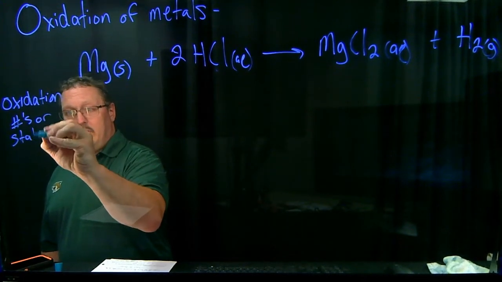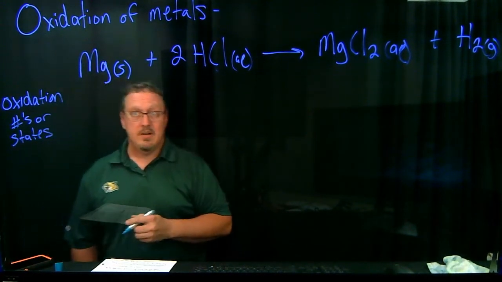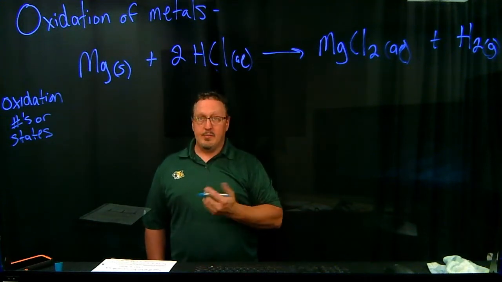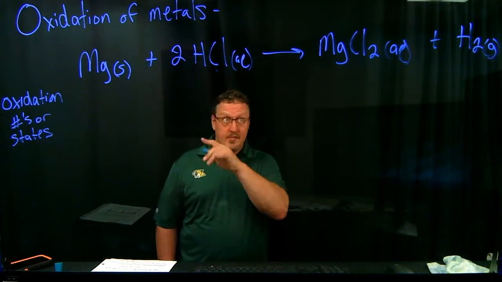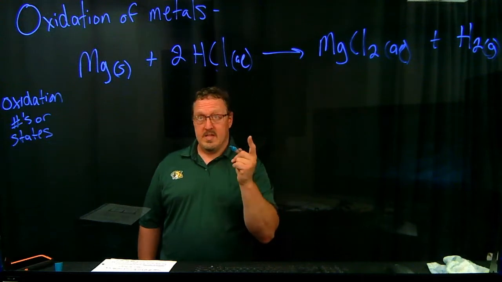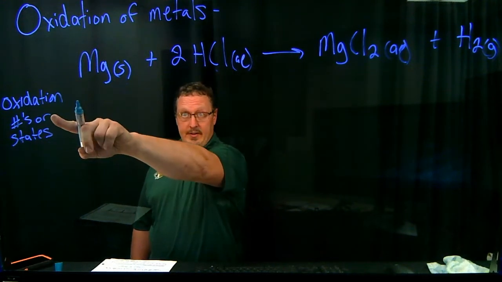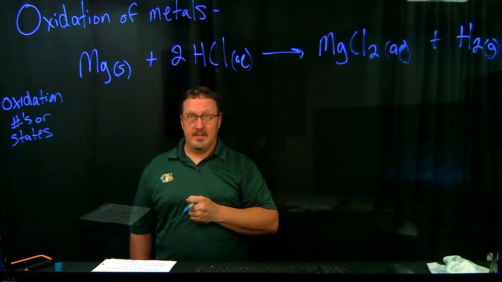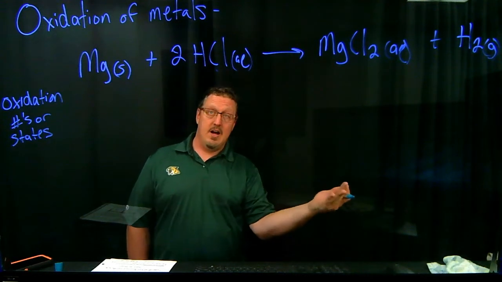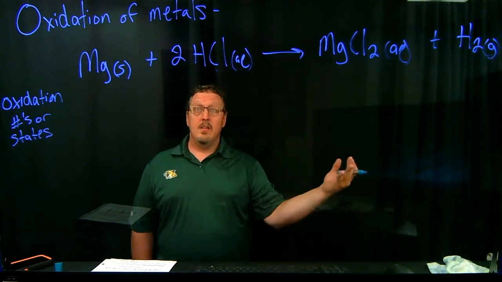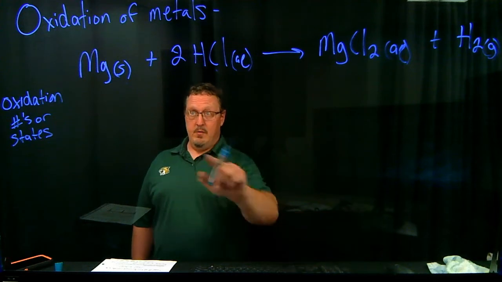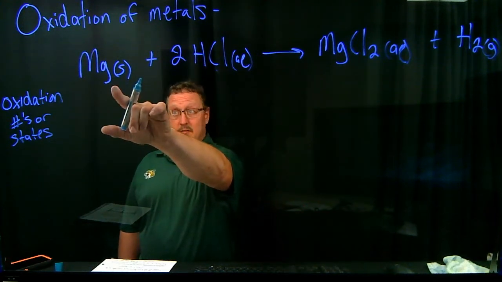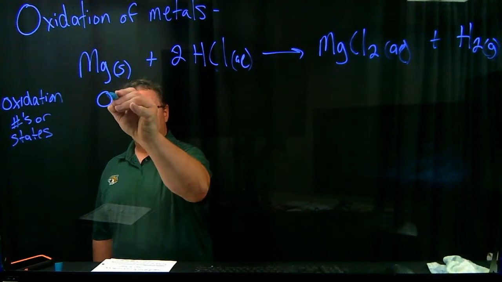All right, and so it's kind of an arbitrary electron counting scheme. And that's what we're going to use to do this. Okay, so the first thing that I want to tell you is that the oxidation numbers of elements as they appear on the periodic table, in the state that they are on in the periodic table, means that they have an oxidation number of 0. Okay, so my oxidation number for magnesium is a 0.